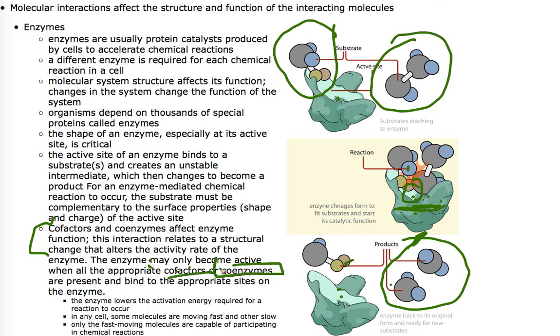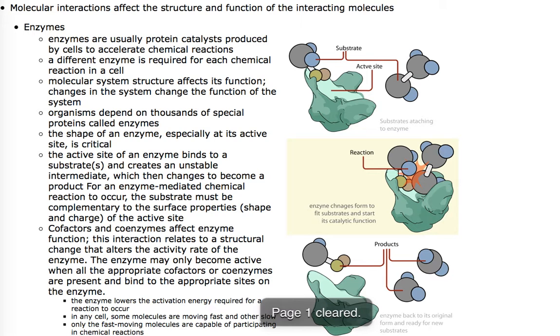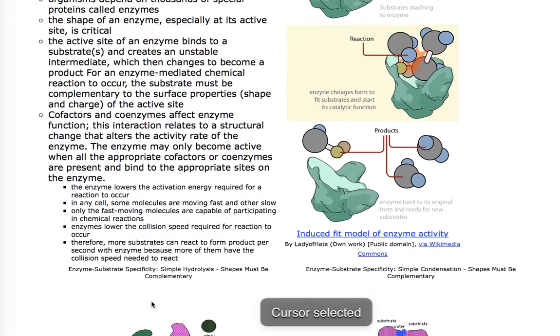A coenzyme is different than a cofactor in that a cofactor is usually just a mineral, whereas a coenzyme is an organic molecule, like a vitamin. Vitamins are usually coenzymes. They're not enzymes, they don't catalyze reactions, but they work at active sites to help chemical reactions take place. They don't get consumed by the reaction, but they help the reaction go forward.